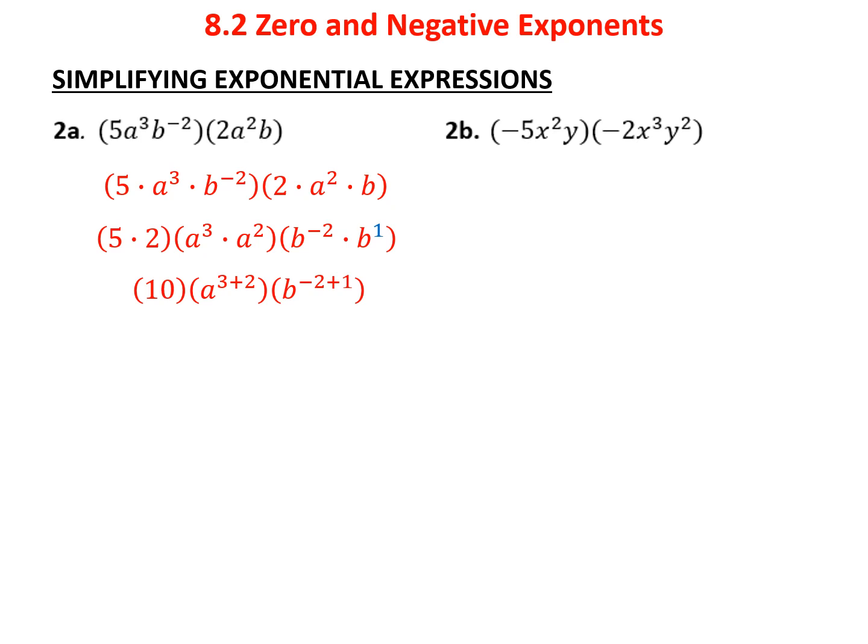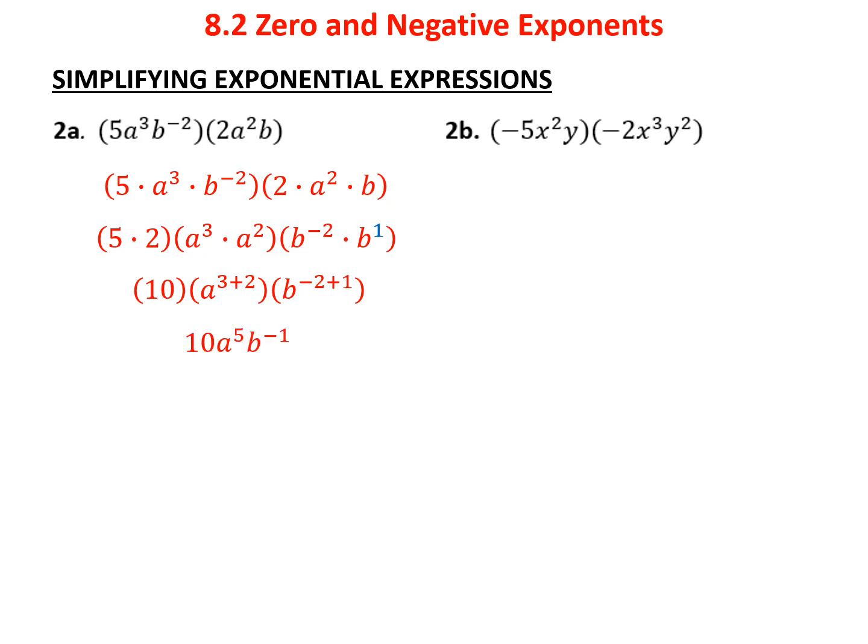So here I have 10. When I multiply exponents, I keep the base a and I add the exponents 3 plus 2. And my b here, I'm going to keep the base b and then I add minus 2 plus 1. Notice why I put the 1 here. If you don't, sometimes students go, oh, there's no exponent, I'll put a 0. No, there is one. It's 1.